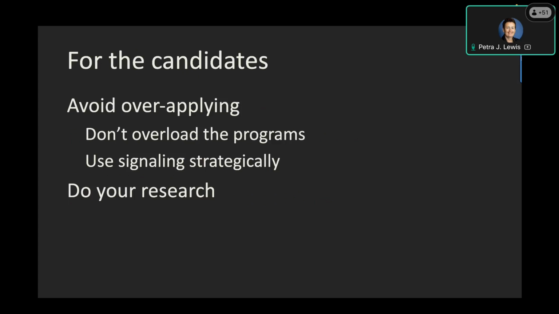Now, a word to the candidates, and we're going to talk more about this when we talk about signaling: avoid over applying. Don't overload the programs by saying, well, I'm going to send in 100 applications, even though I'm a very highly qualified student, because it gets more and more challenging for the program directors to deal with the 600, 700, 800, sometimes 1,000 applications that are going to all of their programs. Generally speaking, most programs are getting at least 100, if not more, applications for every place they have. For DR, slightly smaller number than for IR. Use signaling strategically to try and reduce these numbers, and do your research. We're going to come around to all of those things.